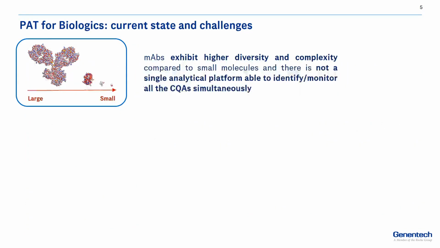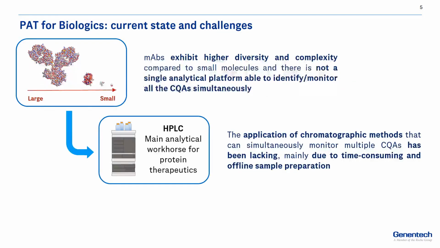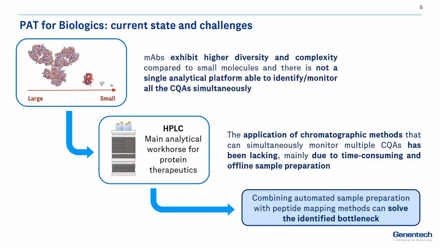So why are there just very few analytical tools that can measure the protein CQA? We know that mAbs have much higher diversity and complexity compared to small molecules. And there's not a single analytical platform able to identify or monitor all the CQAs simultaneously. Yes, LC is the main analytical workhorse for protein therapeutics, but the application of chromatographic methods that can simultaneously monitor multiple CQAs have been lacking mainly due to time-consuming and offline sample preparation. So combining automated sample preparation with peptide mapping method can solve this identified bottleneck.